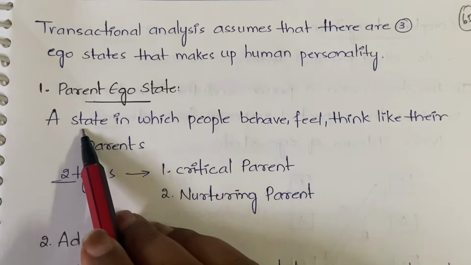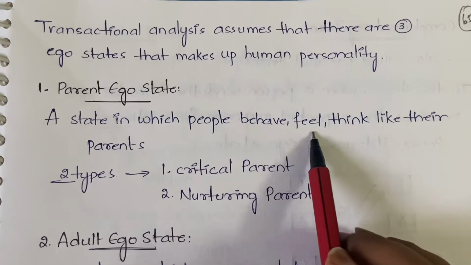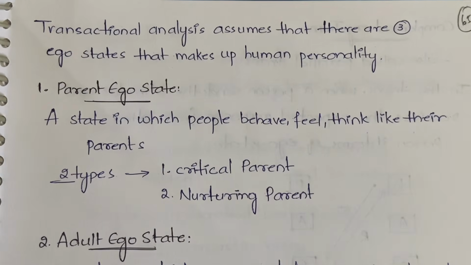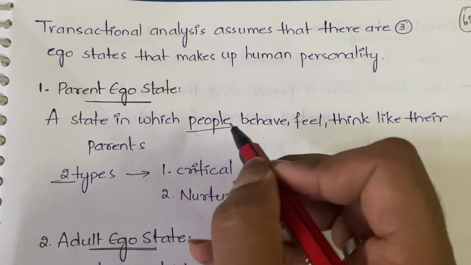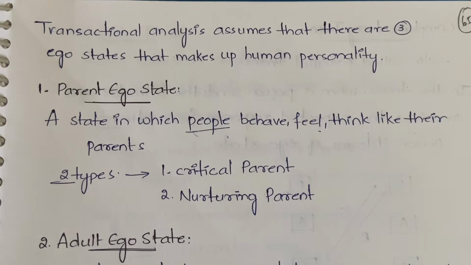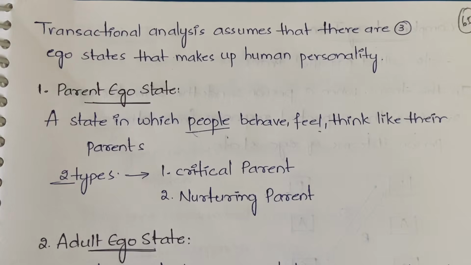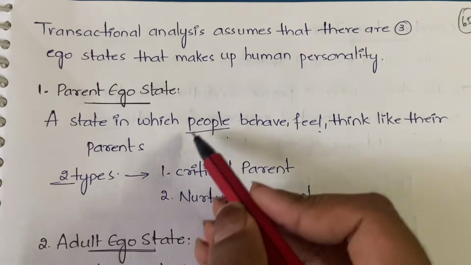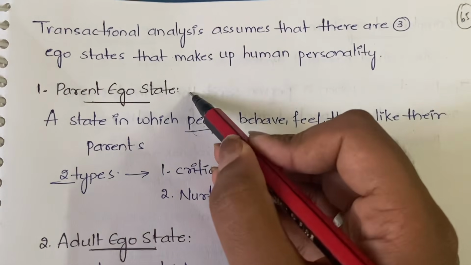First one is a state in which people behave, feel, think, or believe similar to their parents. How we think and how our parents think is different from each other, right? They think in a broader sense, they take all their experiences into consideration, they think about so many things, and they come to a decision and behave. But we do not think like our parents, right? So people who think like their parents will come into this ego state.